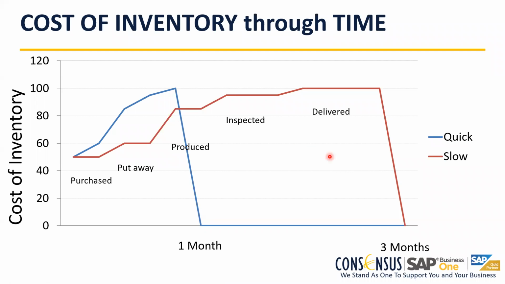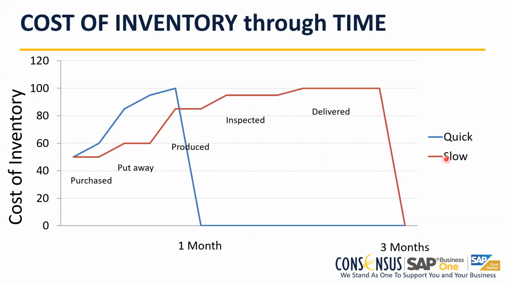Another company in the same business could have the same vendors, purchase the items and then put them away, and then use them in production, inspect them, store them again, put them into the finished goods, and then deliver the items to the customer. And that cycle, and I'm exaggerating a little bit here, is taking 3 months.